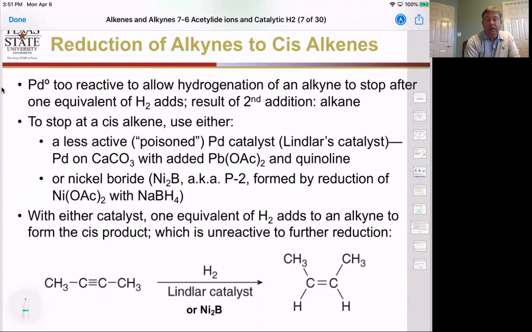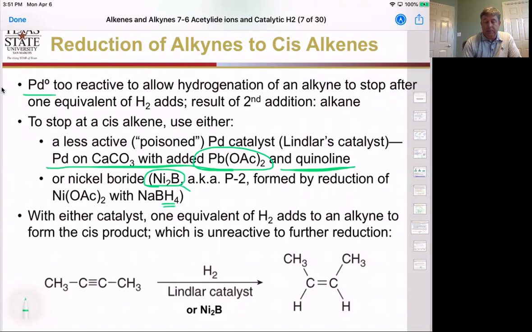So since the palladium with hydrogen on it produces alkanes, we cannot stop. It goes all the way. So then to stop the reactivity, what we're going to do is add a little lead acetate to the system and quinoline. And what those do is take some of the reactivity out of the catalyst so it stops at the cis alkene.